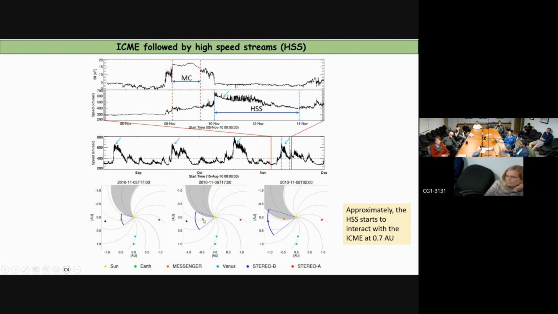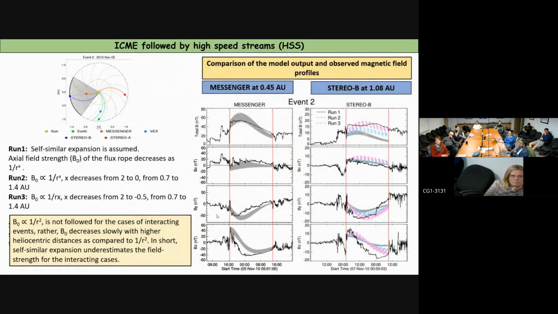So what we have found is that at MESSENGER, within the uncertainty limits, the field strength is matching with the observed field strength. But if we go to the outer spacecraft using the 1 by r square law, and compare the gray shaded part with the observed part, which is the black solid line, there is a huge underestimation of the magnetic field by this analytical model, because it cannot incorporate the interaction happening between any other structures. So what is happening there?